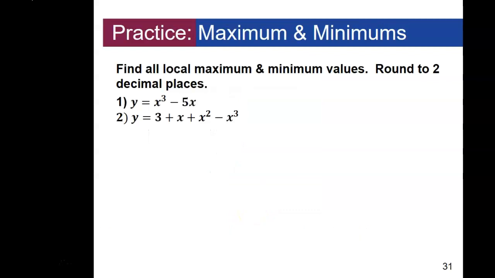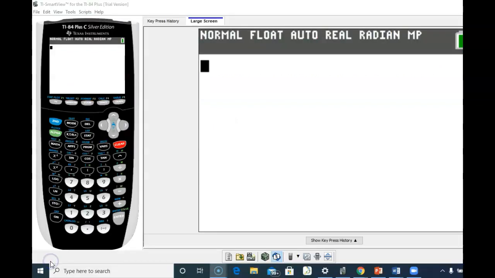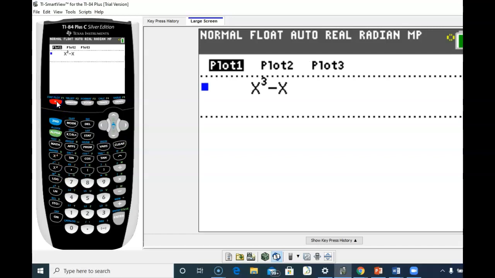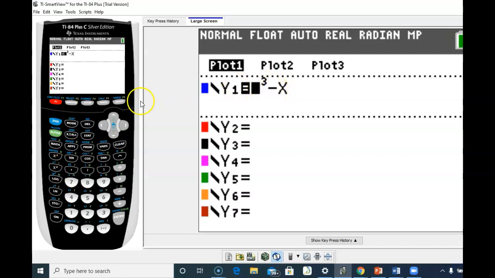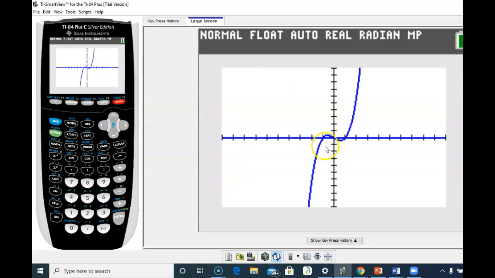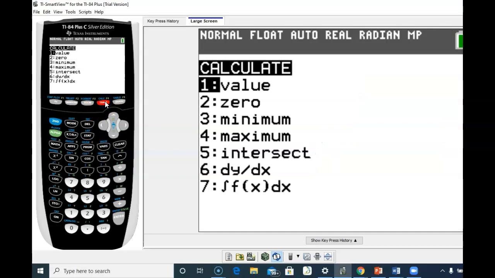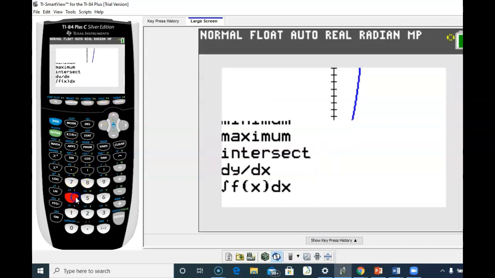Okay, so here's 2 for us to practice with. On our first example here, if we enter our equation in for y1 and then do zoom standard, you'll end up with a graph that looks like this. So when we're trying to estimate our maximum, this is going to be our maximum here. If you want to zoom in on this section, you can, but we're going to go to second and trace. And this time we're going to choose maximum.